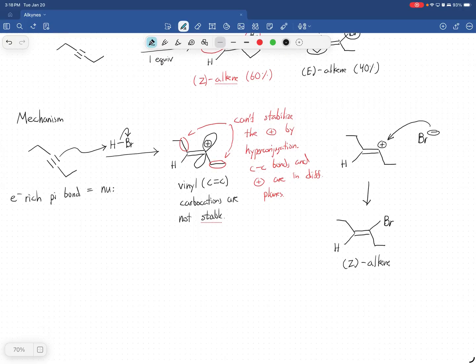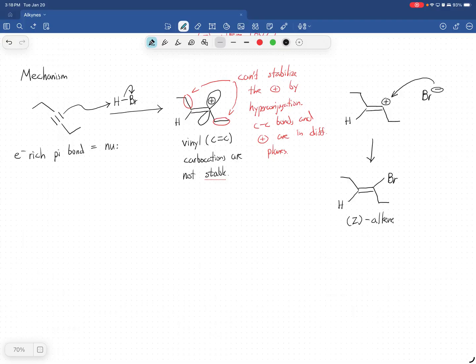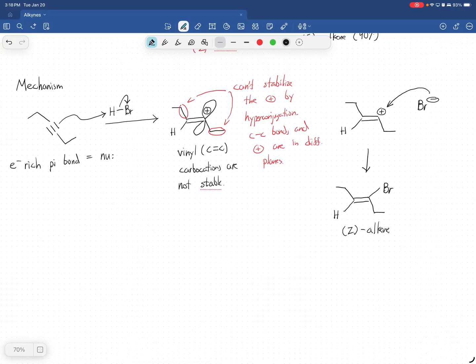All right, so that's one way to form this Z alkene, okay? Now, you may be wondering, how does the E alkene even form? Like, is there a way that forms? So we'll talk about how the E alkene now forms, okay? But are there any questions on this mechanism?